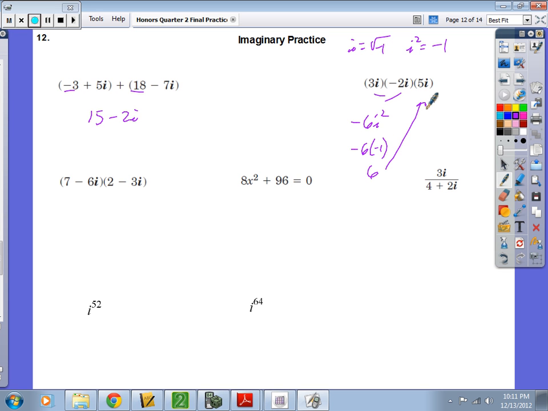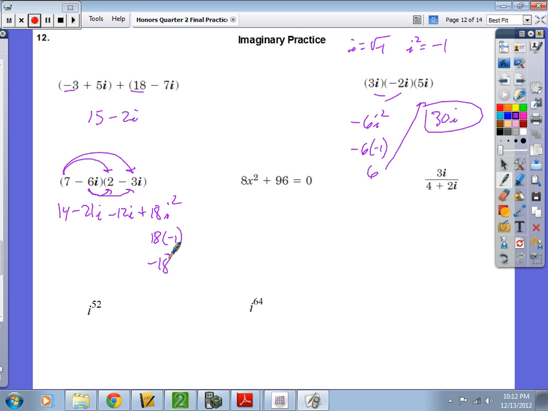6 times 5i, 30i. Just FOIL, distribute. 7 times 2 is 14, 7 times minus 3i, negative 21i, negative 6i times 2 is negative 12i, negative 6i times negative 3i is going to be positive 18i squared. I'm going to swap out an i squared, it's going to be 18 times a negative 1, so it's really going to be a negative 18. I'm going to combine that with my 14, that's going to be a negative 4. Add these two, negative 21i, negative 12i, negative 33i. That's your answer. Okay, I'm going to leave this one.